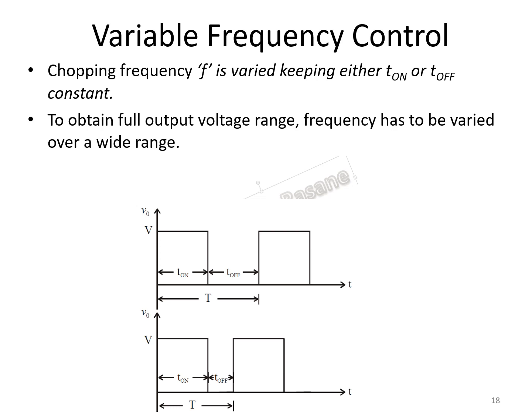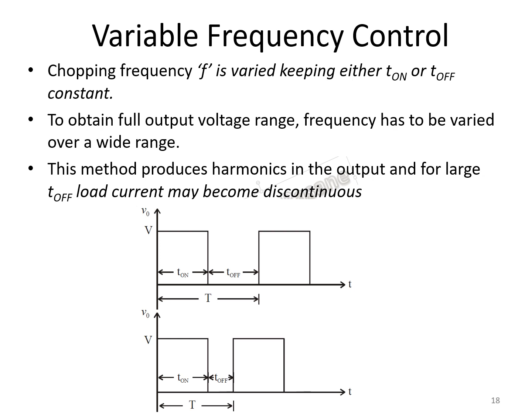To obtain full output voltage range, frequency has to be varied over a wide range. But this type of control is not very accurate or easy to control, because T on is going to be there for some time, so full range control will be difficult to obtain. This method produces harmonics in the output, and for large T the load current may become discontinuous. So this is not an advisable kind of chopper control, and the first one, fixed frequency or fixed period control, is more utilized.